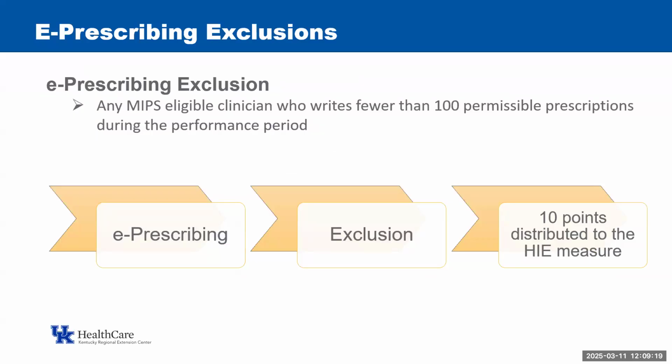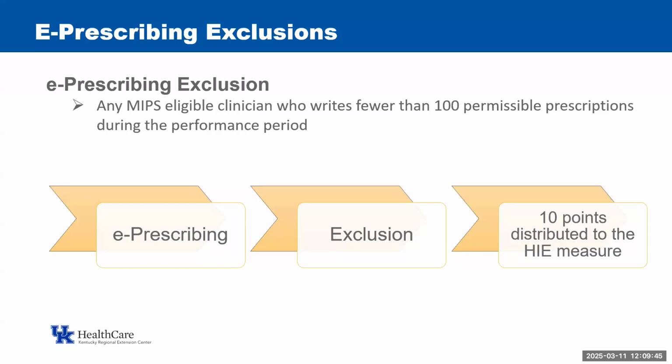So, e-prescribing exclusions. We do have an exclusion for this particular measure. At one point we had two. This exclusion here is that you wrote fewer than 100 permissible prescriptions. We used to have the other exclusion where if you didn't have a pharmacy within 10 miles that could accept electronic prescriptions, you could claim an exclusion, but that one is no longer available.